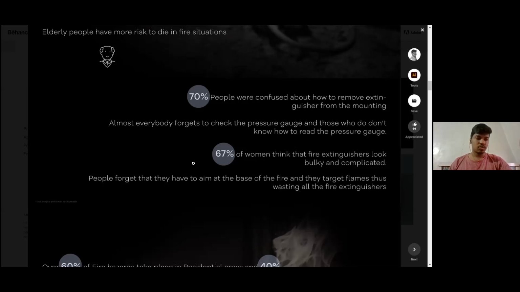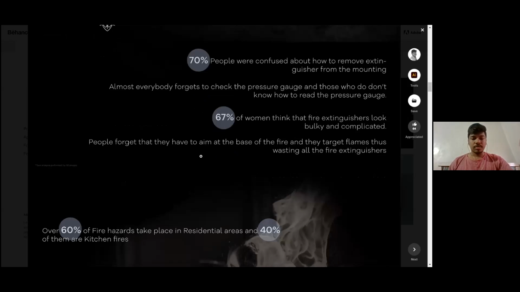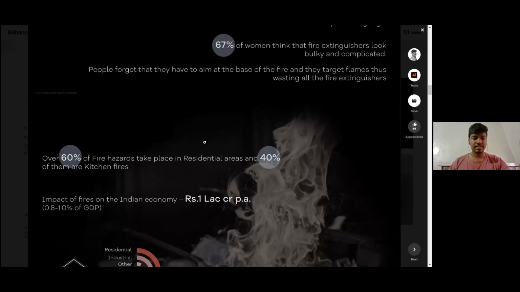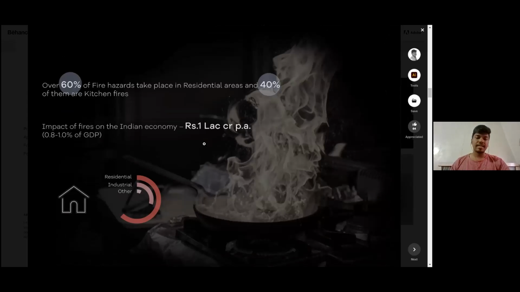and complicated to use. So all these points are the insights I got from my research and task analysis. And then the area, which type of fire extinguisher I was trying to design for. While doing my research, I found that 60% of the fire hazards take place in residential areas, and 40% of them are kitchen fires.